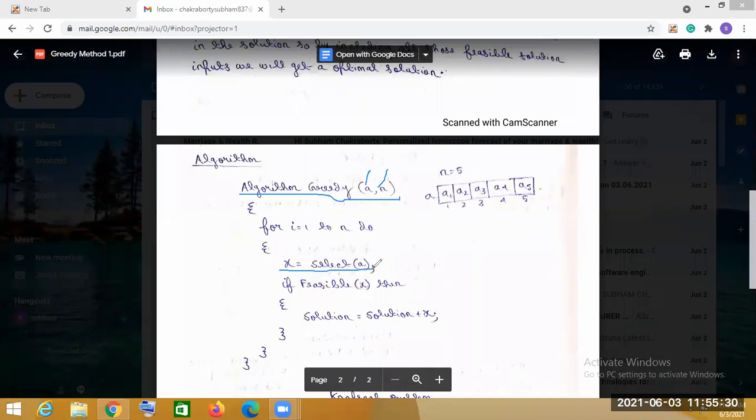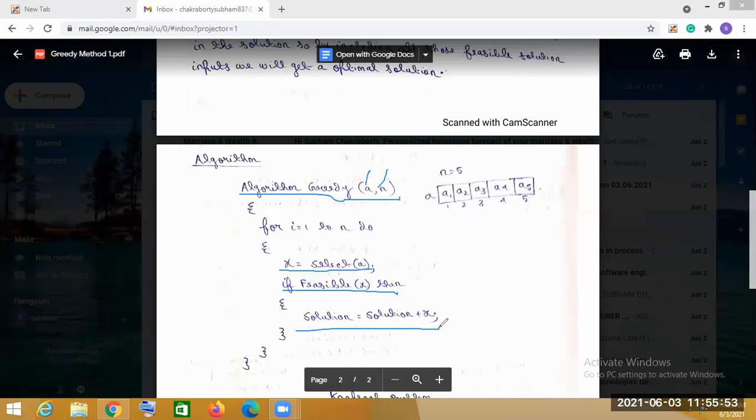then what will we do? We will put it into the solution. So that's why it is given: if feasible, x. That means the element which is chosen is stored in x. So we will check whether this element is feasible or not. If it is feasible, then it will be added into the solution.